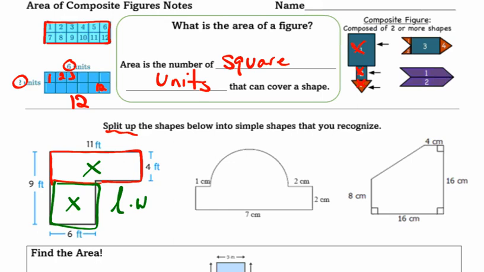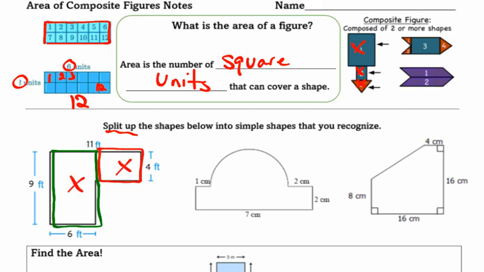If you wanted to split it up a different way, you could. If you split it here, then we have a rectangle on the left side, and another rectangle on the right side. It will give you the exact same area. You're going to need to find length times width for that, length times width for that, and then you put them together.